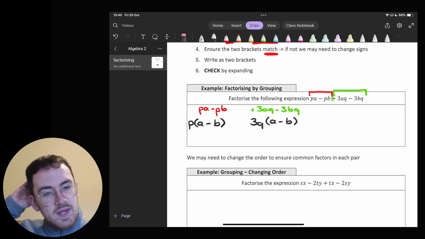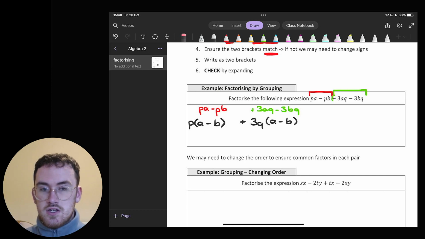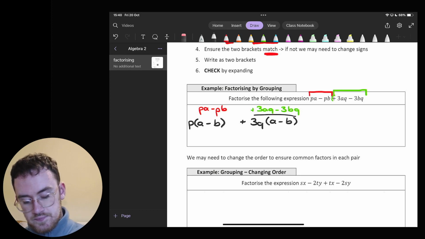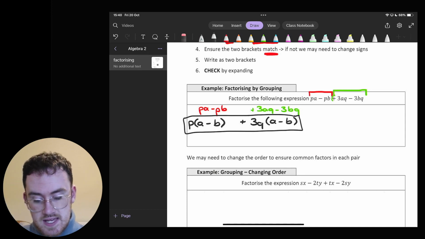The other part I said we had to include is that we've taken out a positive 3q. We haven't factored out a negative 3q, because we're going to see how that changes things in a second. So we're keeping that plus between them. Okay, so this is where we're at now: we've gotten to p times a minus b, plus 3q times a minus b.